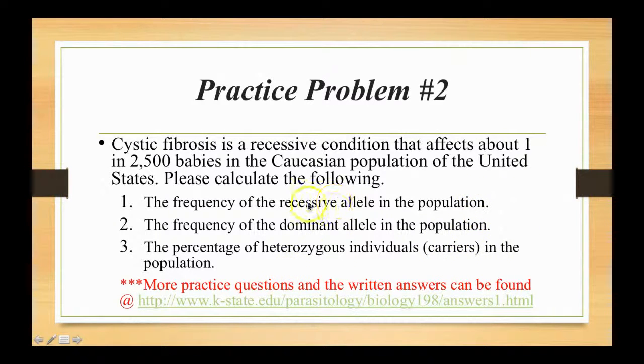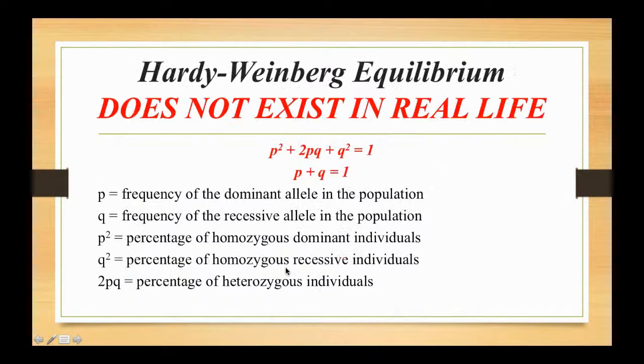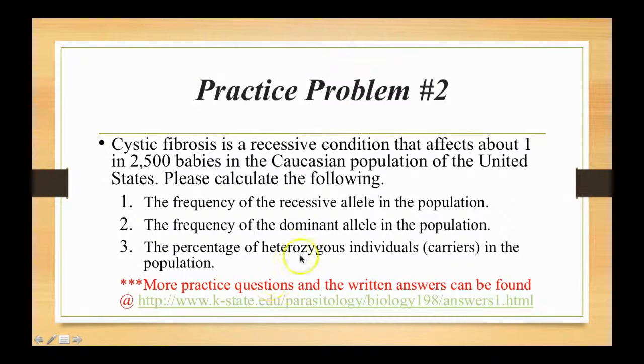We know that the small a recessive allele is 0.02, and the big A is 0.98. So all we have to do is use 2pq, the percentage of heterozygous individuals, and plug those numbers in. 2 times 0.98 times 0.02 gives you 0.04, or 4%, which is like 1 in 25 babies being carriers. So 4% is the percentage for heterozygous individuals.